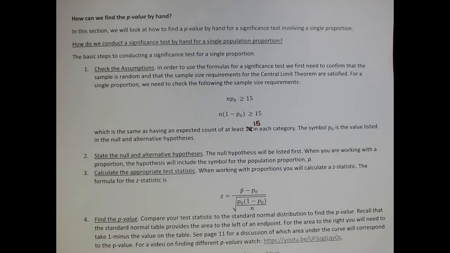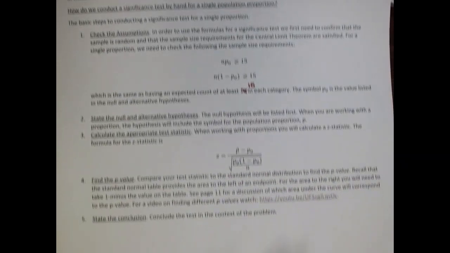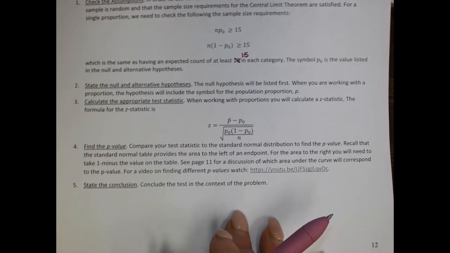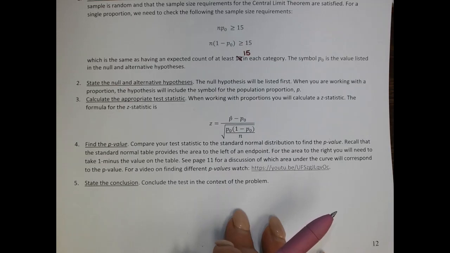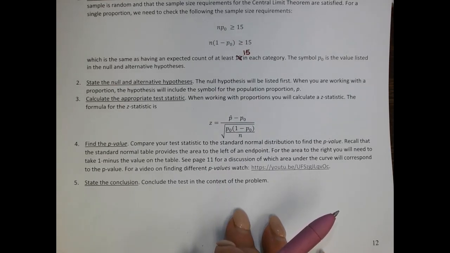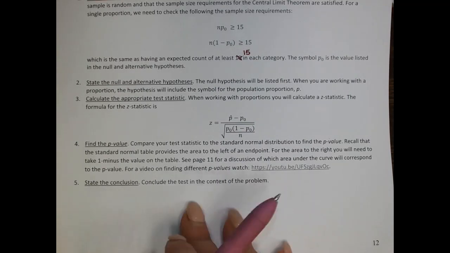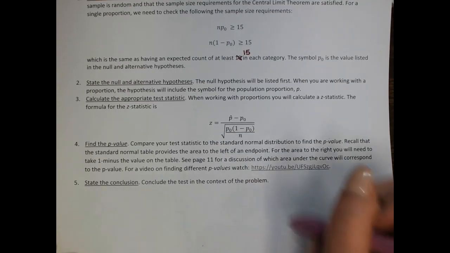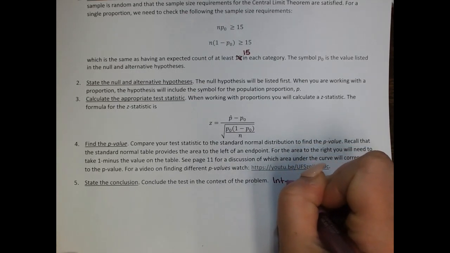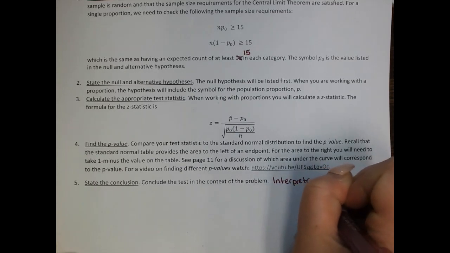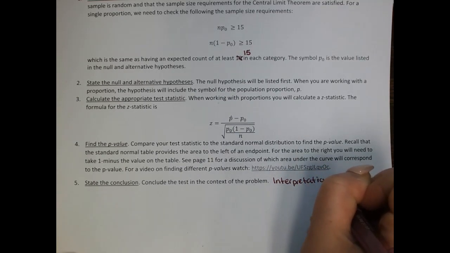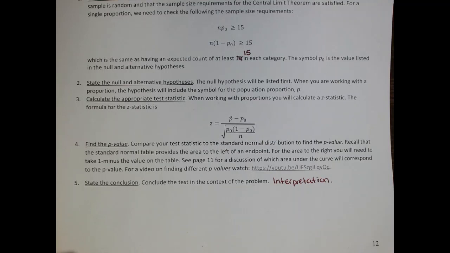Next, we'll calculate the appropriate test statistic. So here's the formula for the test statistic. Once we have the test statistic, we'll go through and find the p-value. And we'll do this by comparing our test statistic to a standard normal distribution. And then finally, we'll conclude the test in the context of the problem. This is also known as the interpretation. So on the next couple pages, we're going to go through several examples where we're going to work through each and every one of these steps.